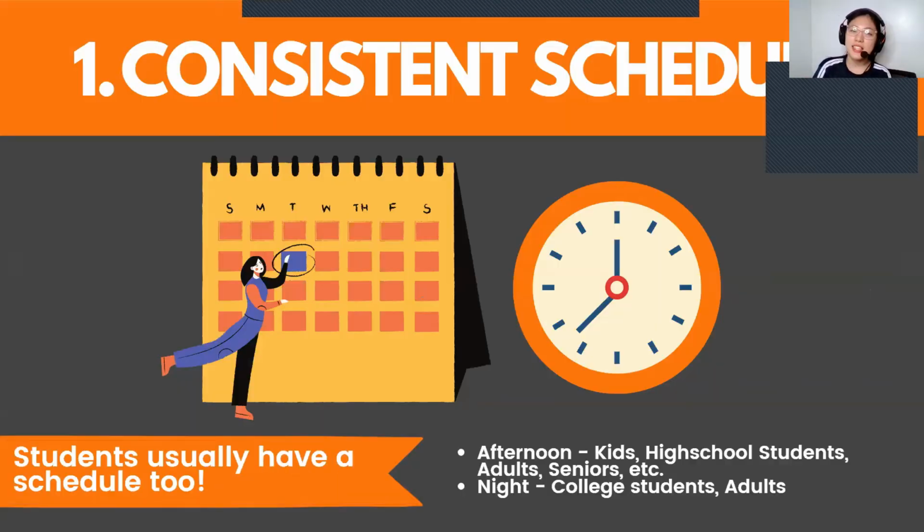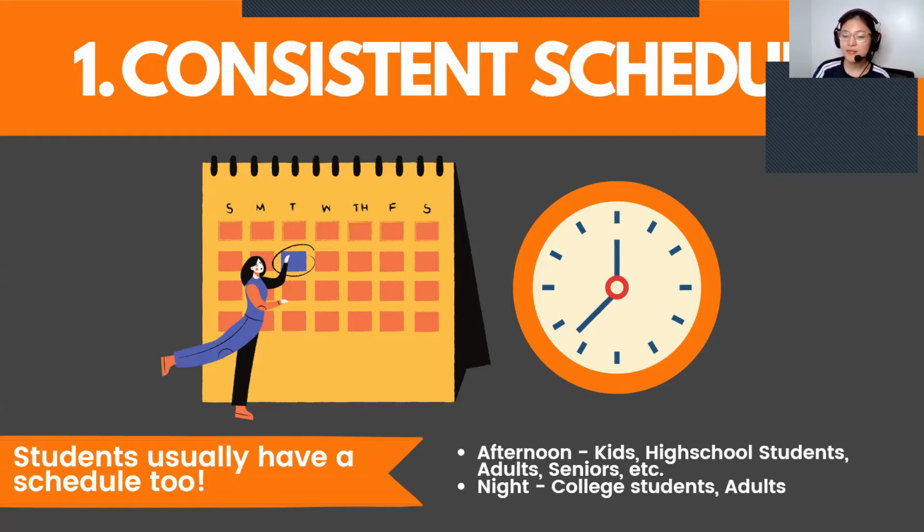Tip number 1 is to maintain or keep a consistent schedule. Remember guys, students usually have schedules too. So if you happen to be teaching at a consistent time, it's more likely that they'll book another class around that same time on the next day and repeat and repeat until they become regulars. It's not really for sure, it's just that having a consistent schedule would increase the probability of having regular students.